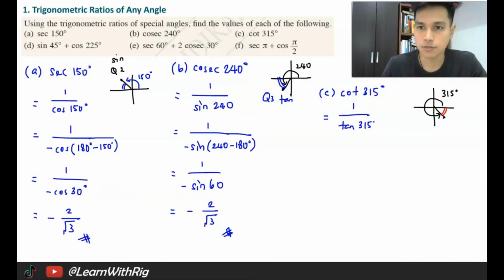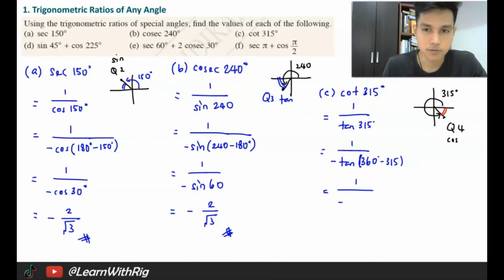So again, this is quadrant 4. In quadrant 4, only the cos is positive. The rest will give you negative values. So tangent, of course, will be negative. So 1 over negative tangent. 315 changed to acute will be 360 minus 315. So you will get 1 over negative tangent 45. So your final answer would be negative 1. Clear? So this is ABC.